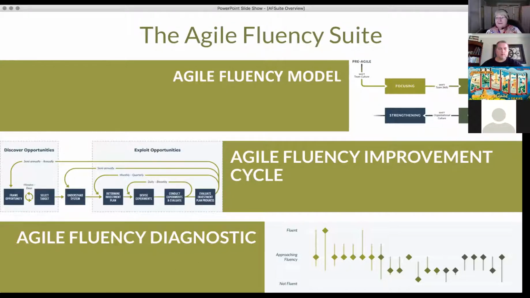We also have the Agile Fluency game, which isn't in a lot of use right now because it's an in-person, sit around a table and play it together kind of game. But it's separate from the suite, and the two things, the Agile Fluency suite and the Agile Fluency game, are very mutually supporting and reinforcing.